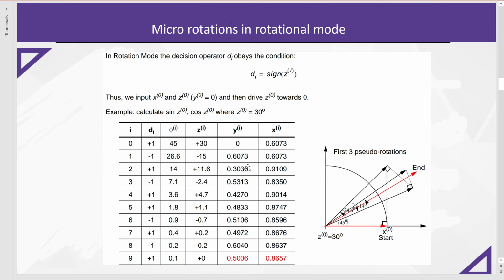Similarly, the micro rotations in the rotational mode will happen in this way. If you want to go to a particular theta degrees, we have to do certain micro rotations to go as nearest as possible to that particular theta value. So we use the predefined values stored in the lookup tables.